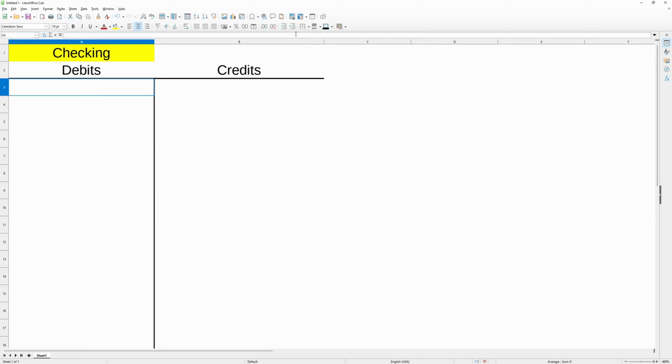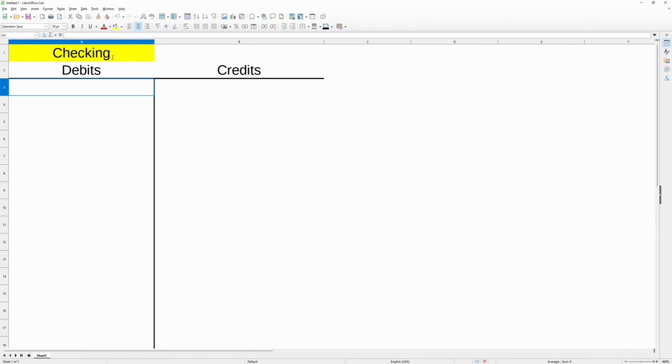Now, the inverse of that would be something like a loan, which would increase with credits and decrease with debits. But for today's example, we will focus on a checking account.